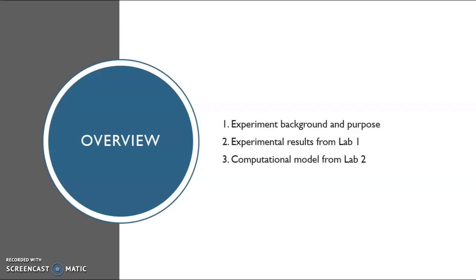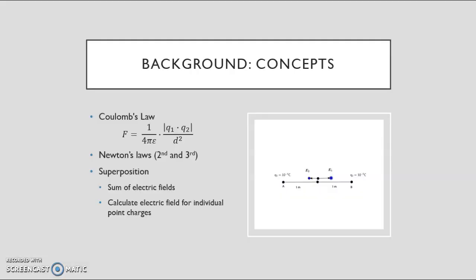So as an overview, I'll be going over the experiment background and purpose, some experimental results from Lab 1, and finally the computational GlowScript model from this lab. The important conceptual principles that we'll have to remember are Coulomb's law, Newton's second and third laws, and the principle of superposition, which tells us that we can calculate the electric field for individual point charges and add them up to find the total net electric field.